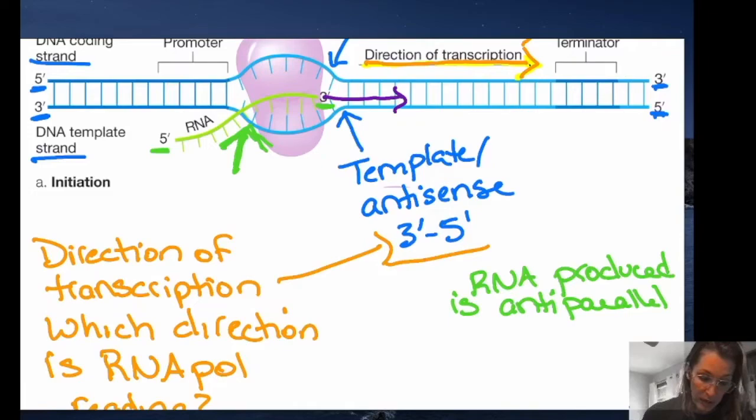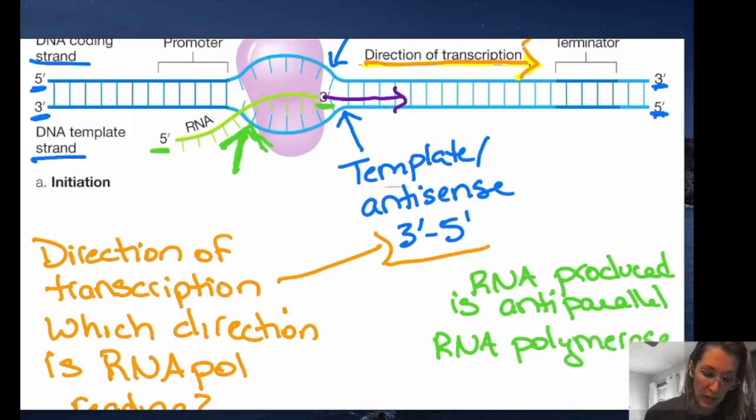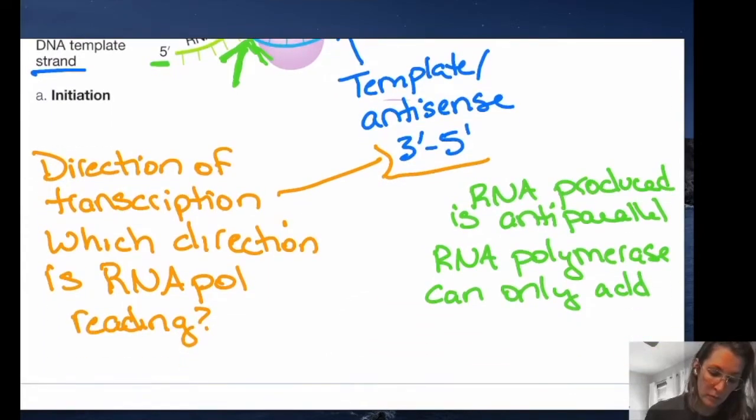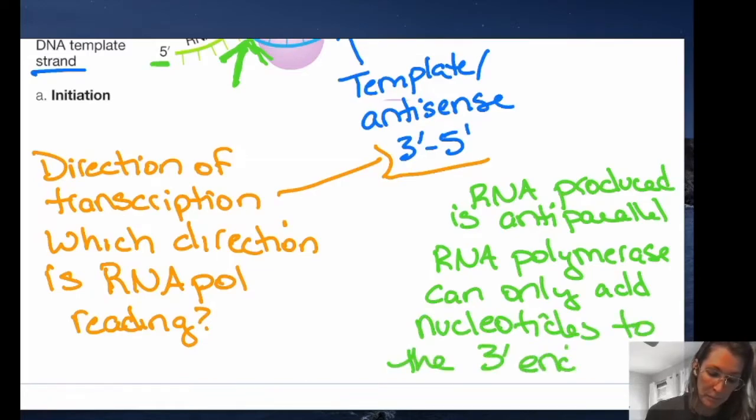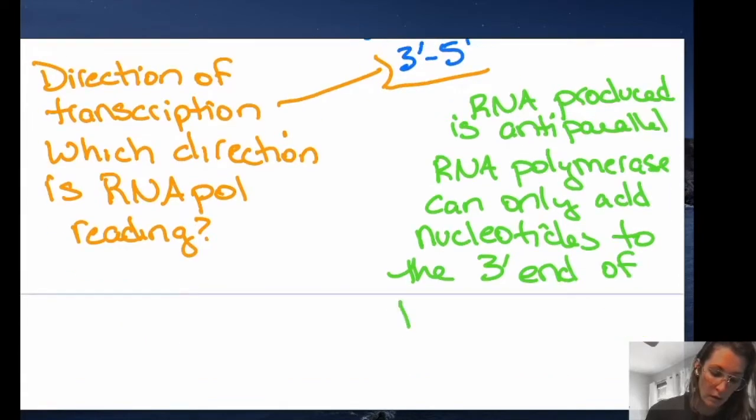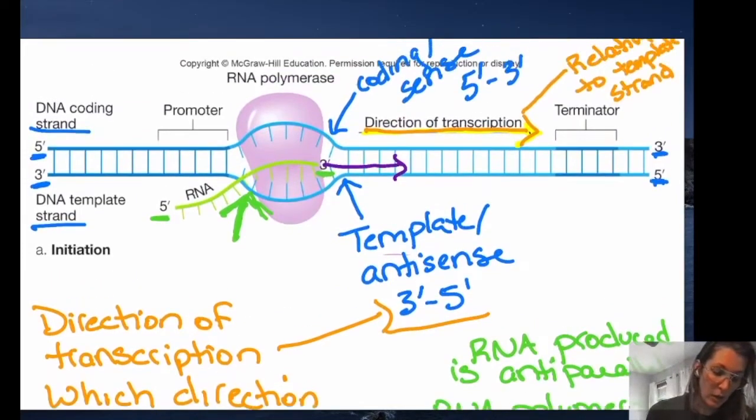So RNA polymerase can only add nucleotides to the 3' end of the growing RNA, right? So it can only add, it's getting crowded, this image is getting crowded. It can only add here.